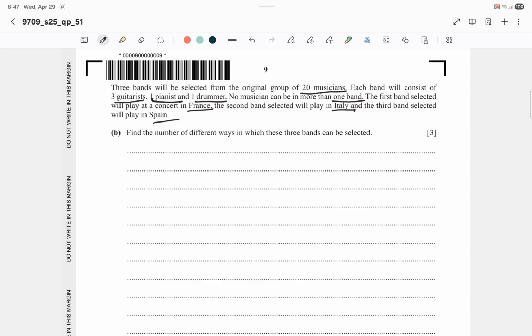Okay, this seems a bit tricky, but okay. First of all, there is a total of 9 guitarists, 6 pianists, and 5 drummers, right?